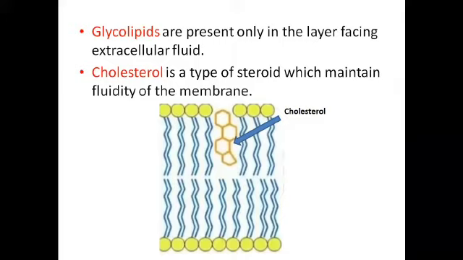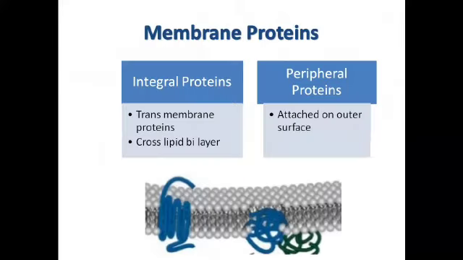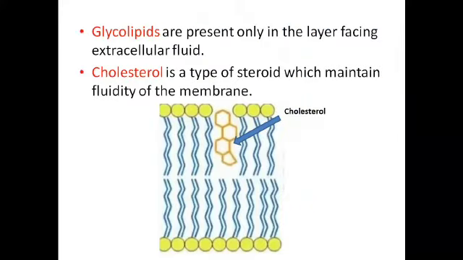Next, cholesterols. Cholesterols are also present in the plasma membrane, and they play a role in maintaining the fluidity of the membrane. How do they maintain the fluidity of the membrane? Actually, the rigid planar structure of cholesterol prevents inner chain vibrations and therefore makes the membrane less fluid. As we can see, the cholesterol molecule has a planar rigid structure.